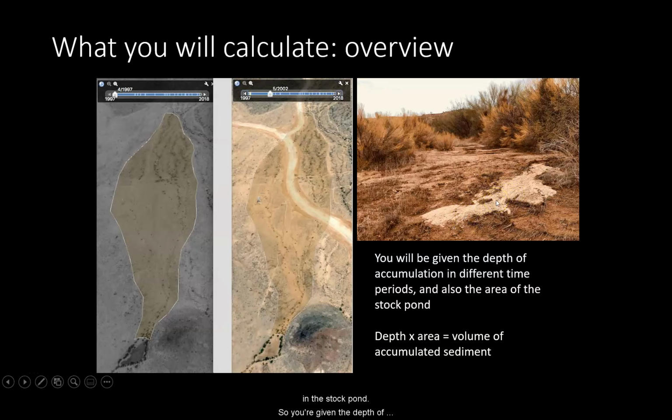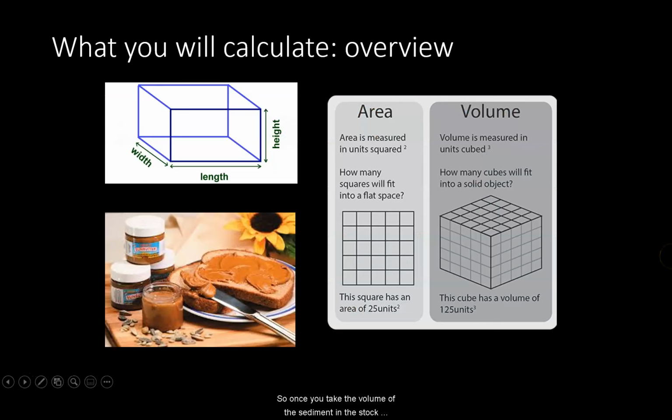You're given the depth of accumulation and the area of the stock pond, so that gives you the volume of accumulated sediment. Depth times area equals volume. Once the volume of sediment in the stock pond is given to you, you can find the area of the stock pond using a Google Earth KMZ file. I will walk you through how to do that.